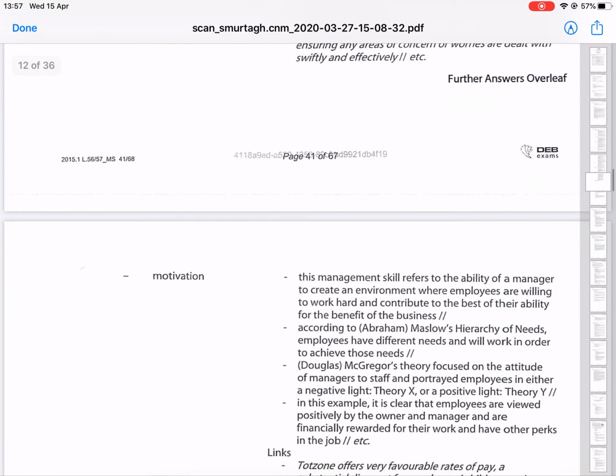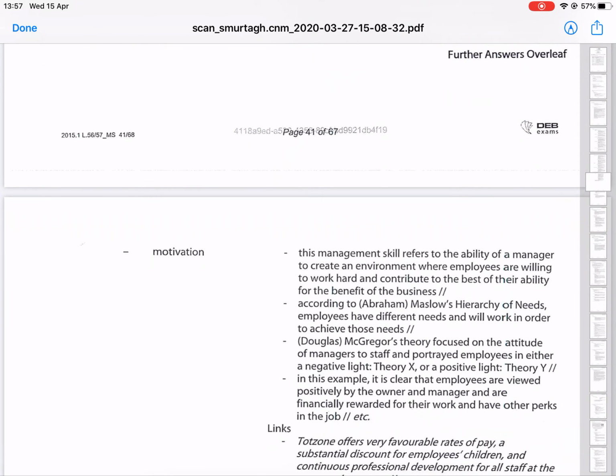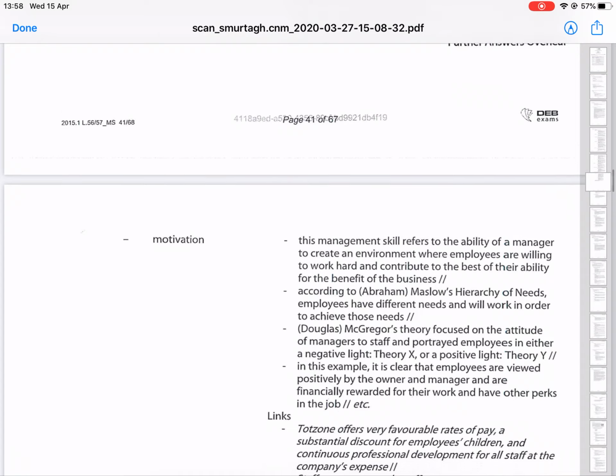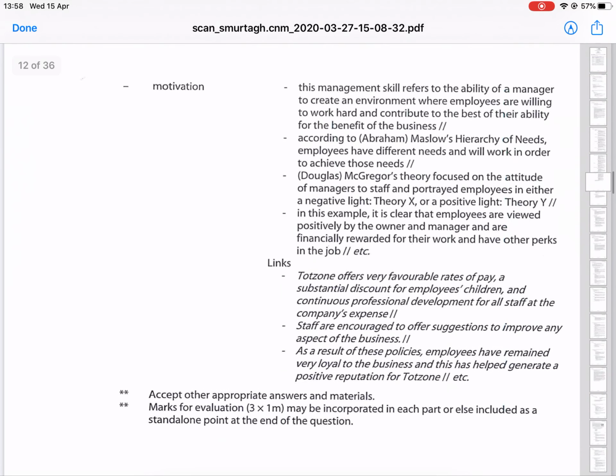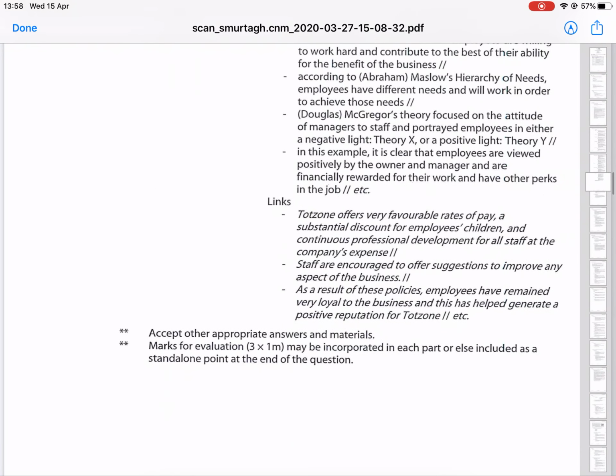And motivation, the last one there. Again, what is motivation? The ability to create an environment where employees are willing to work hard and contribute the best of their ability for the benefit of the business. You've got your theories there. You've got Maslow and McGregor. You could touch on how that kind of influence helps a business, like the motivation will reward staff, etc. Again, link it to the text, and then evaluation. So for each of the 3, leadership, motivation, communication, you have to give a 1 mark evaluation, so maybe 2 sentences on how each of those is important for a business.